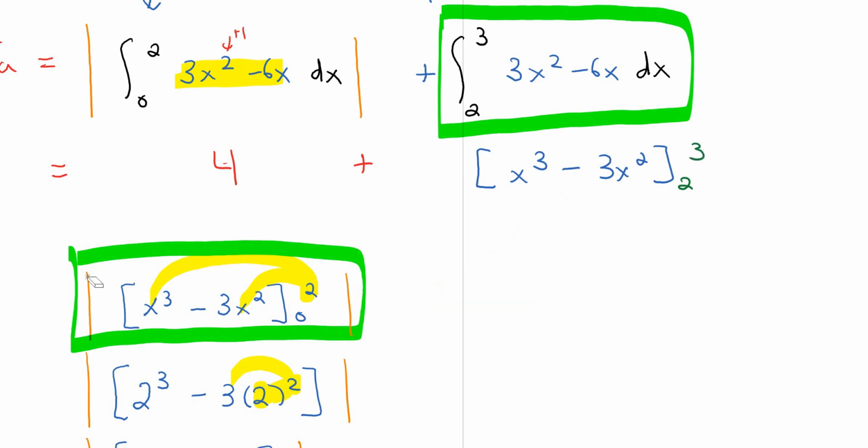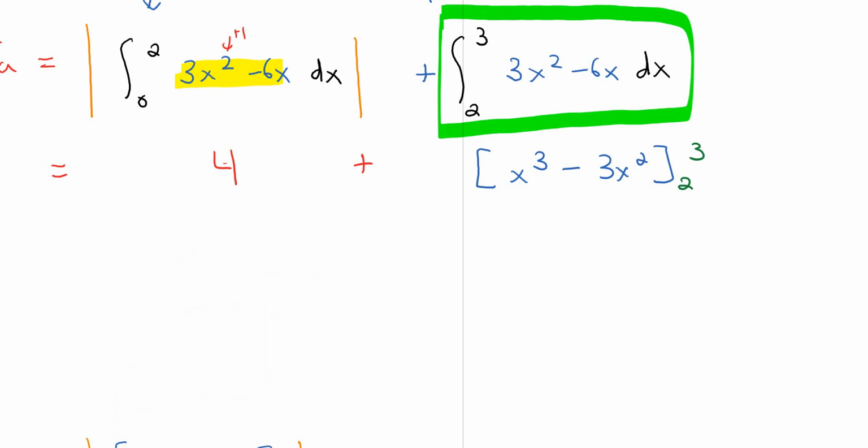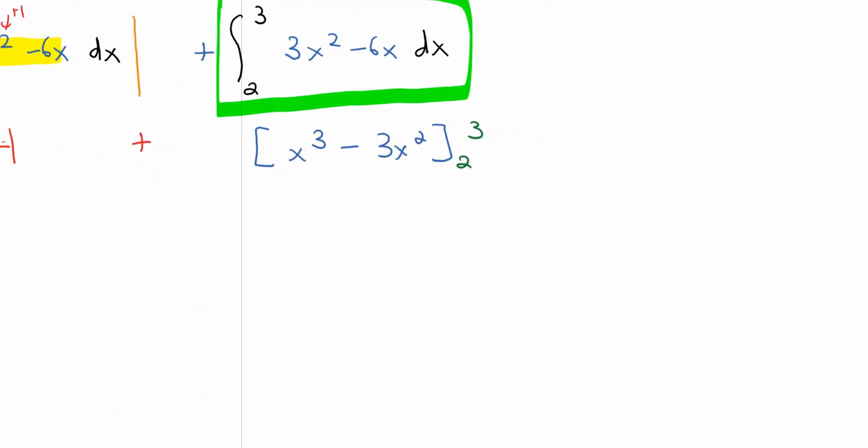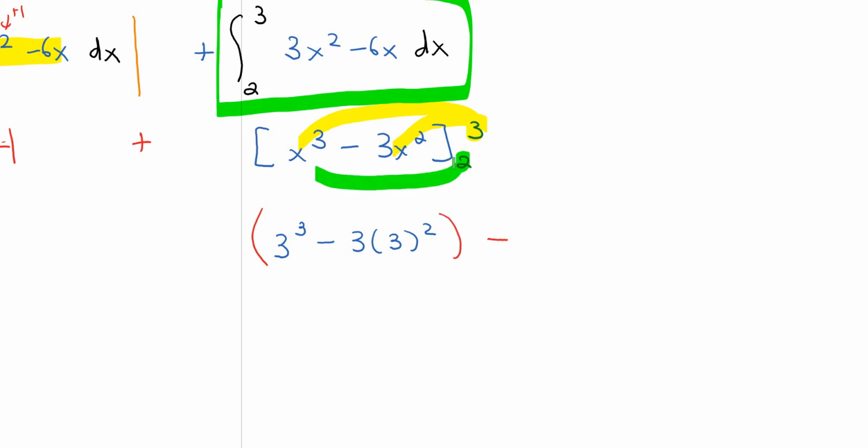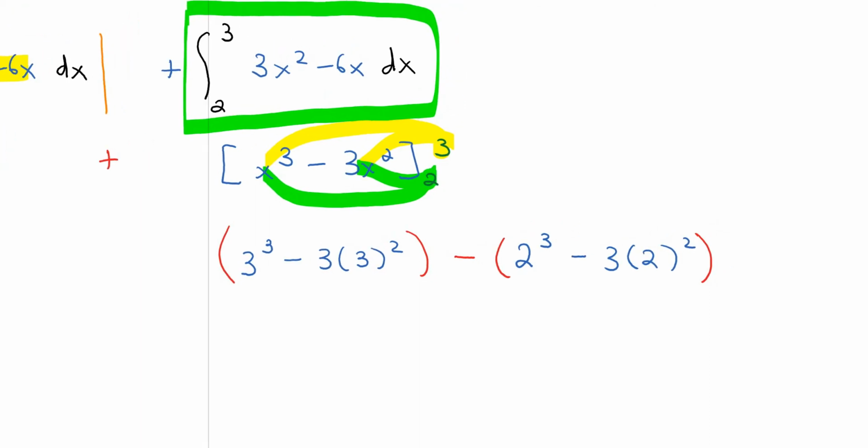Okay. And then after that, I'll just erase all this. I don't need this anymore. Okay, I'm going from 2 to 3 now. And the fundamental theorem of calculus states that I need to do the upper bound first. So let's do that. That's going to be 3 to the power 3 minus 3 times 3 squared. And I'll put that in a bracket. Minus, and then we do the lower bound now. So the lower bound is going to be 2 to the power 3 minus 3 times 2 squared, and then I'll close that. Okay, so that's the setup for the second integral.